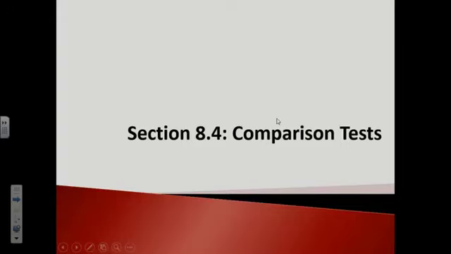Section 8.4 Comparison Test. Often a given series will have the same general appearance as another series whose convergence properties are known. In such case, it is convenient to use the properties of the known series to determine those of the given series. The goal of this section is to examine three comparison tests for making these determinations.